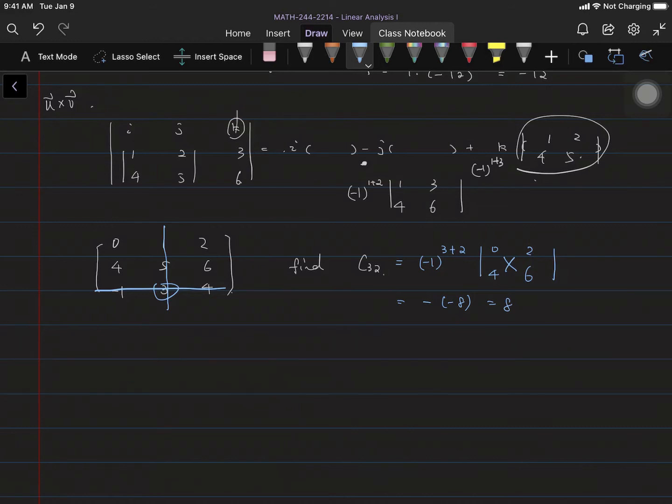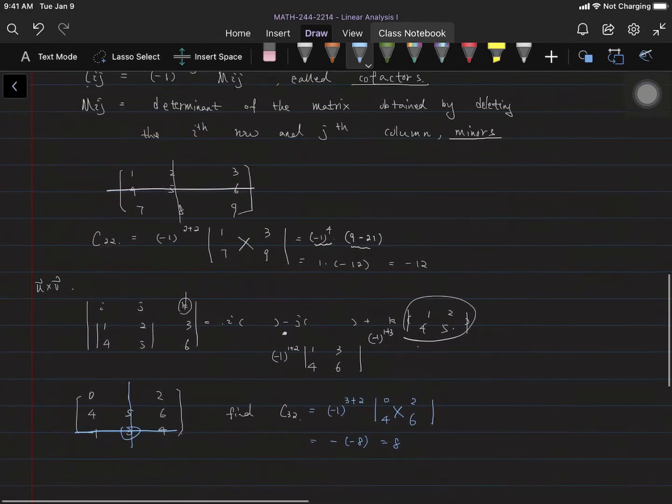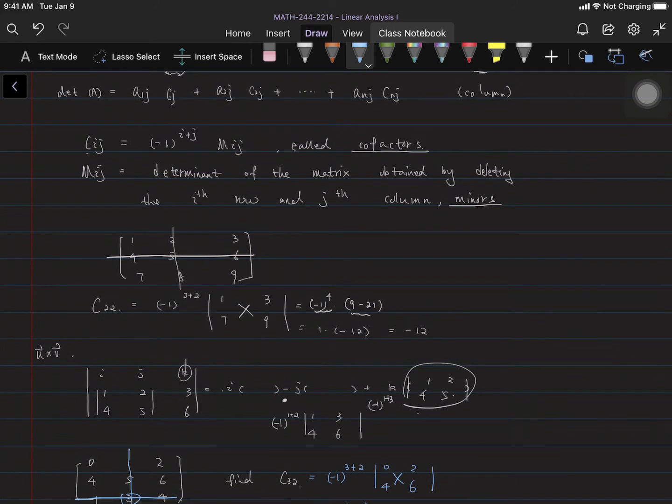So do you know the meaning of minors and cofactors? The difference between cofactor and minor is just the sign in front. A cofactor has a sign, positive or negative, and Mij just means the determinant when we delete the ith row, jth column.